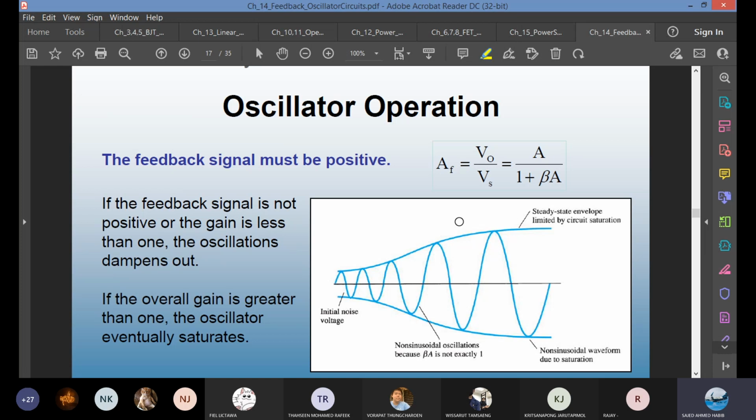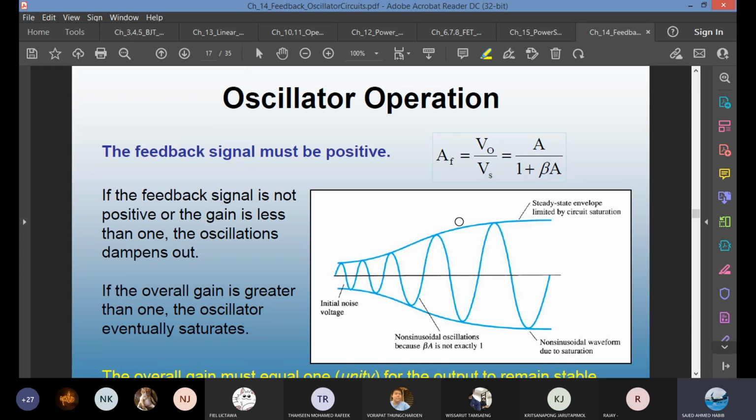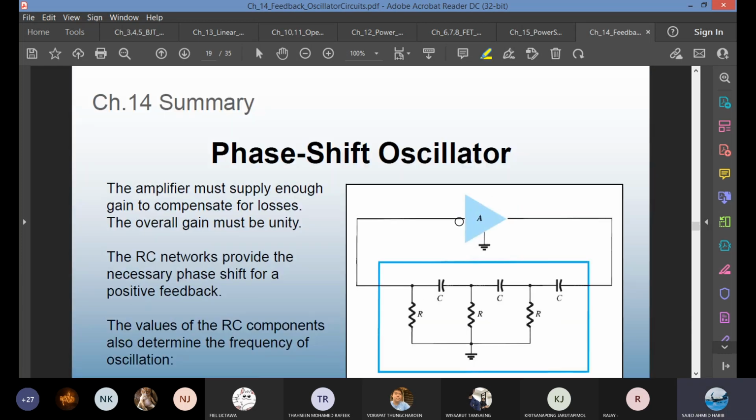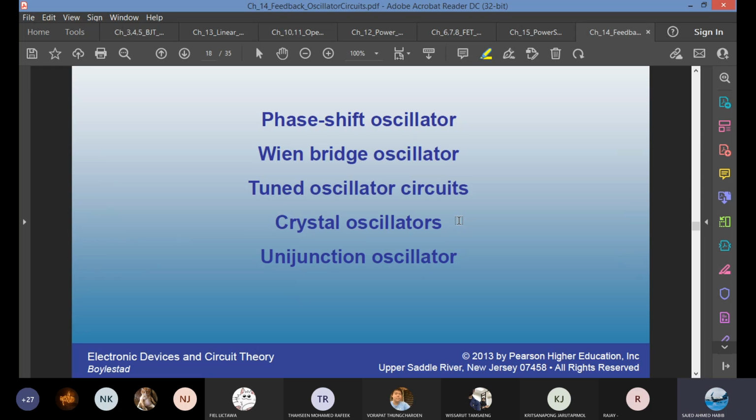Using this concept, we can manipulate the different components of the feedback loop to have an oscillator. We can use the fundamentals of the feedback loop to create an oscillator, which will give us a regular periodic waveform. So that is being used in many of these oscillators. First one is the phase shift.